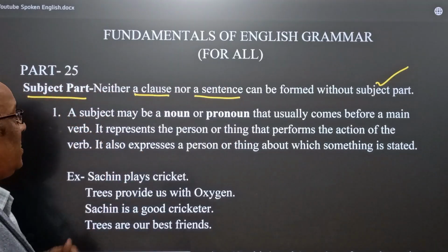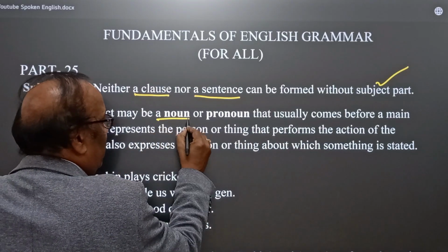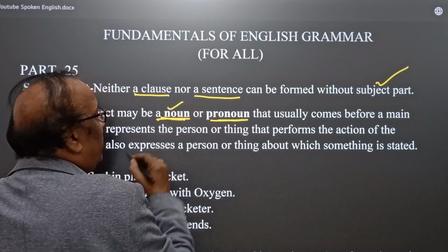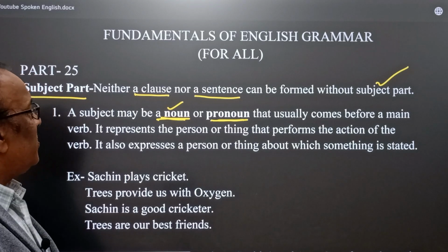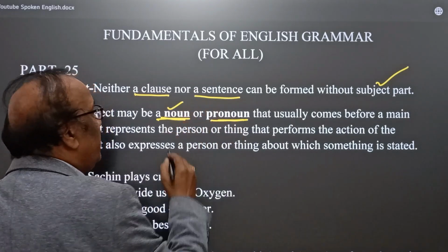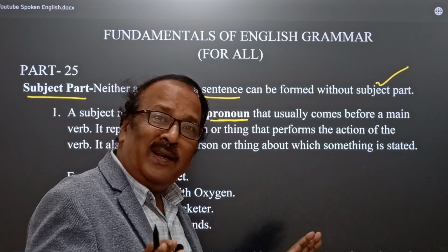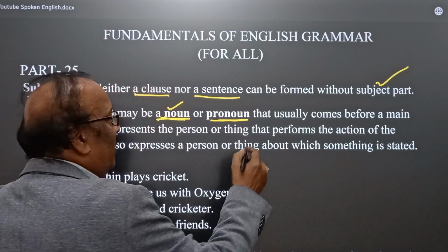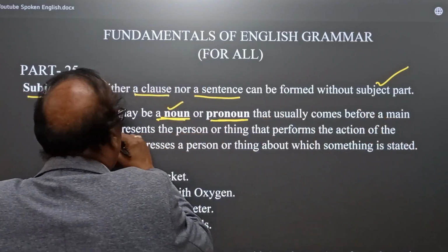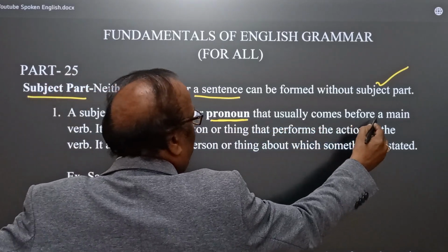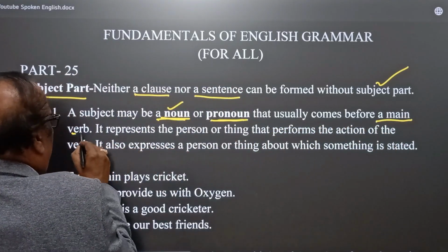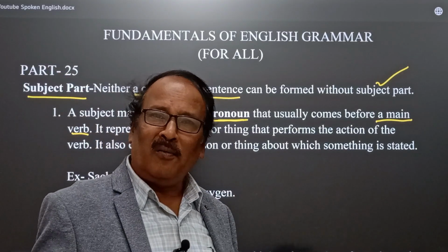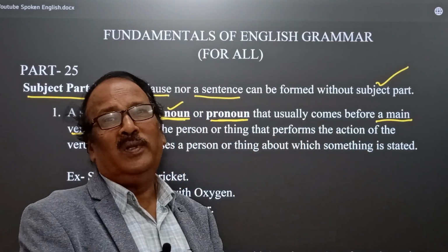A subject may be a noun. Attention, subject may be a noun or pronoun, because noun plays a very important role in our sentence construction, and pronoun is used to avoid repetition of noun again and again. Therefore, it is clear. Here we find that the subject usually comes before a main verb. The subject, which may be a noun or a pronoun, remains just before the main verb.